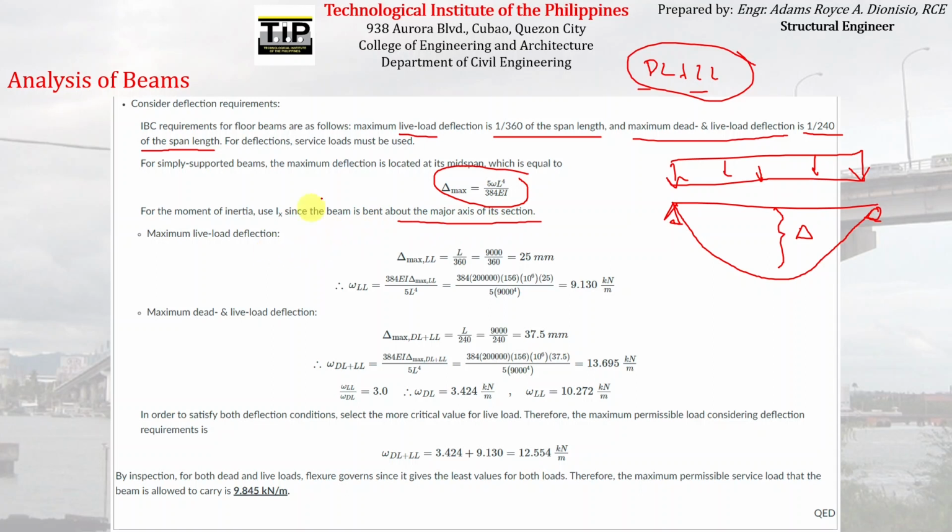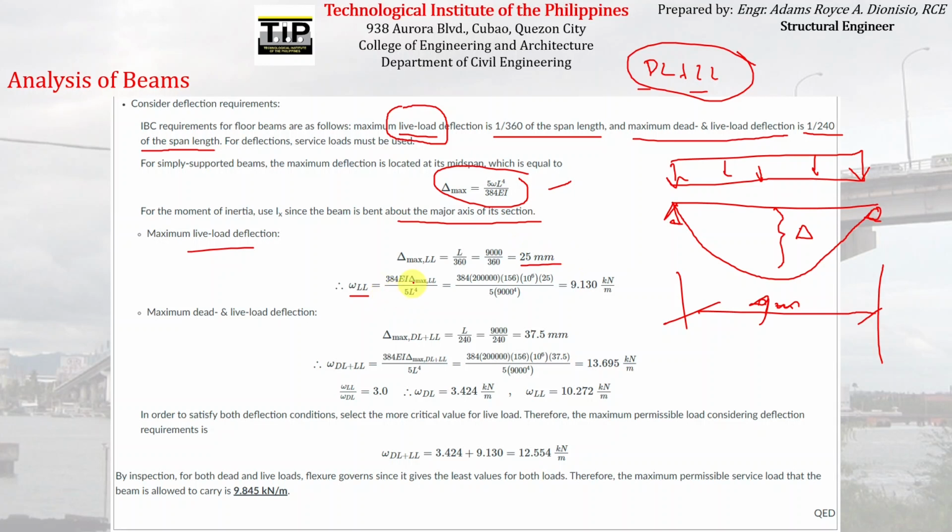Okay, so for checking the deflection limitation with respect to the deflection induced by live load alone, we can use this formula. So we can check what is the magnitude of the live load that will produce a deflection equal to L over 360 or 9,000 over 360, because the span length as was given on the problem is equal to 9 meters. Okay, so meaning according to the code, the allowable deflection that will be induced by live load alone must not exceed 25 mm.